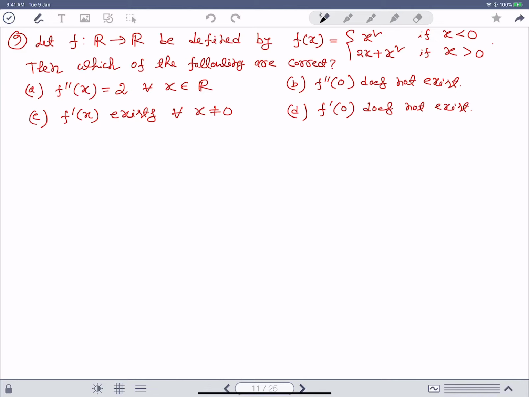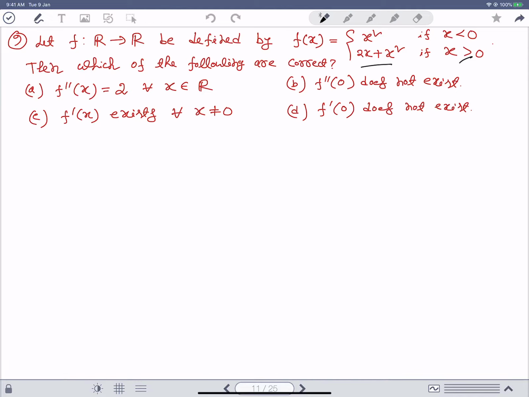Now, again, first of all, if you just look at this option A, someone can make a mistake, right. Because if we just differentiate the first one, x square, we will have 2, right, and if we differentiate this one, then again it will be 2, right. So, from this actually we will say that the second order derivative exists when x is less than 0 or greater than 0. Now, what about 0?